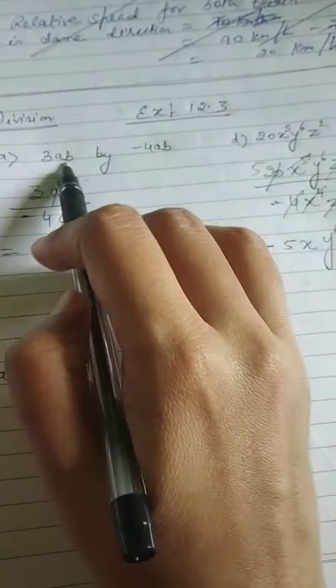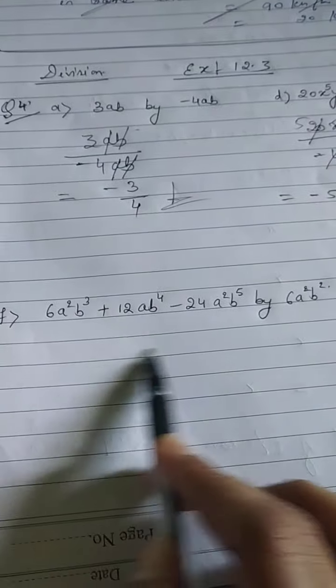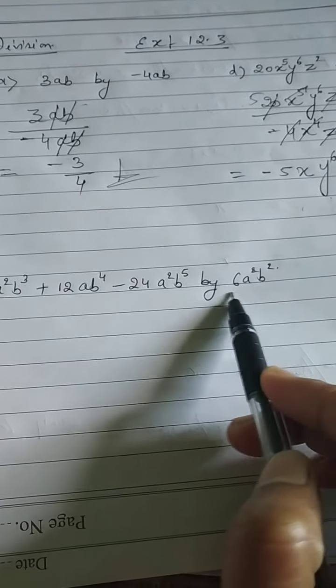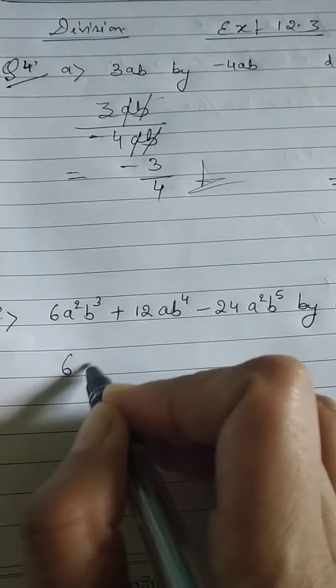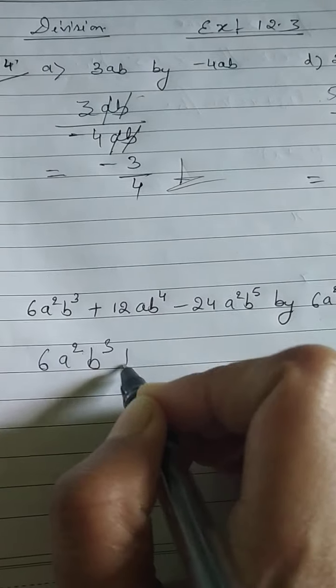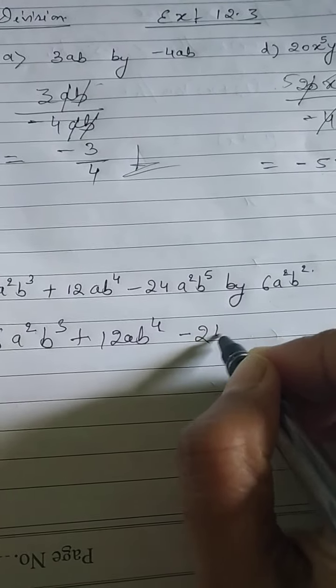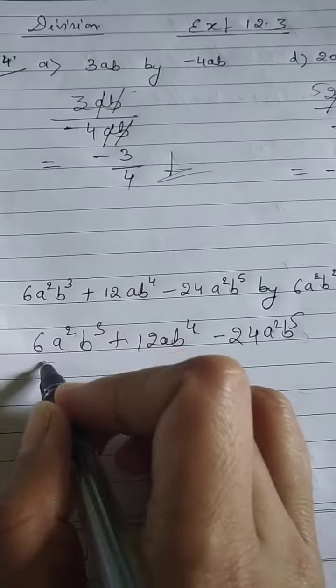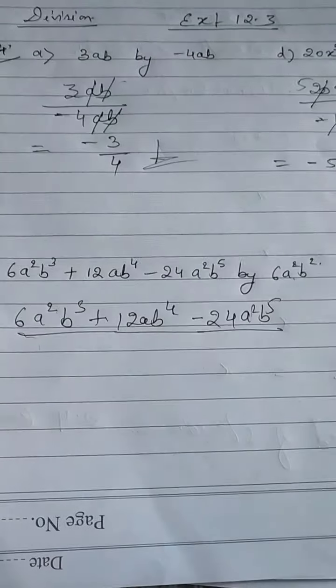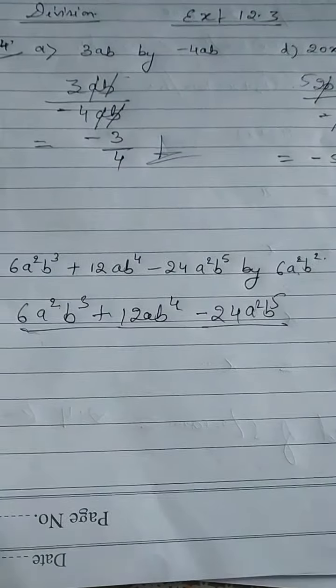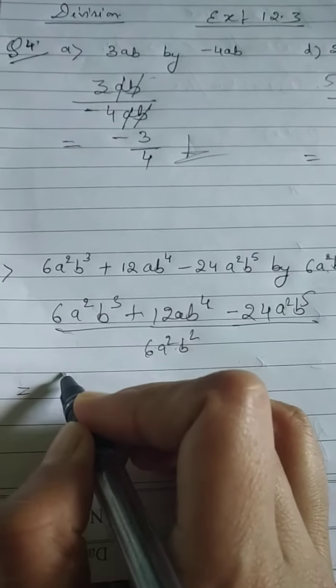This was a single term division. Now if a polynomial is divided by a single term, let's see. 6a square b cube plus 12ab to the power 4 minus 24a square b to the power 5 divided by 6a square b square. Okay, 6a square b square. Now you will cancel out directly.